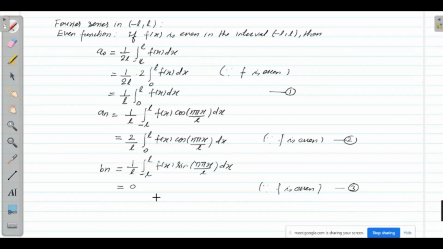Substitute this value in the equation number star and you will have the result. Okay, one result is there.